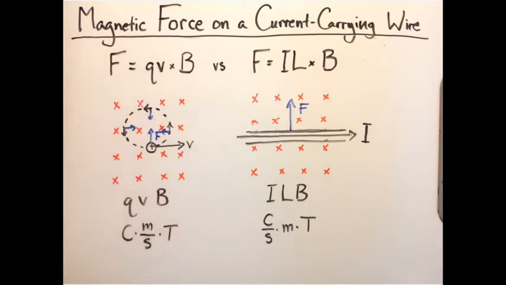So back to the point, current is coulombs per second, length is meters. Okay, B is still Tesla. So you can see either way, what you're getting is basically coulomb meter Teslas per second for both of those equations. So fundamentally, they are showing the same thing, just in two different ways. You get the same result from both equations.